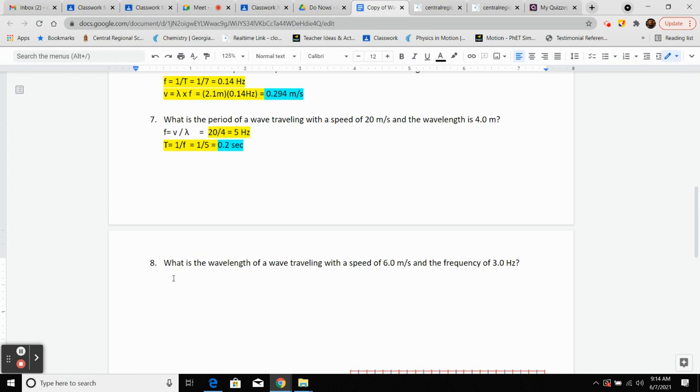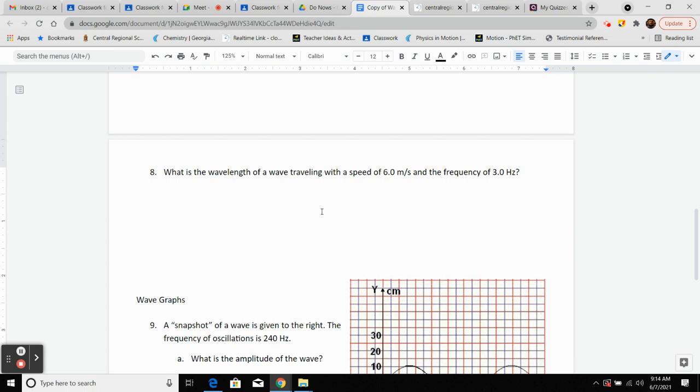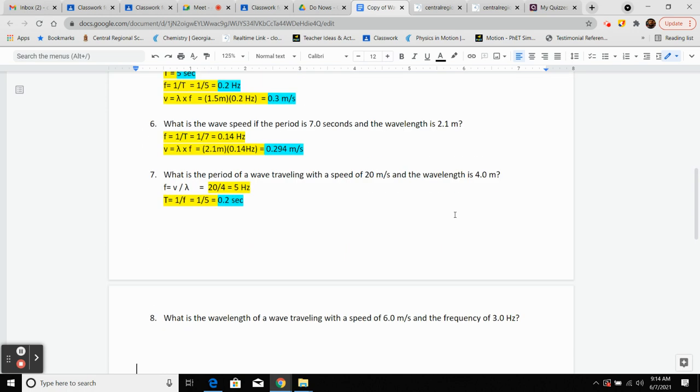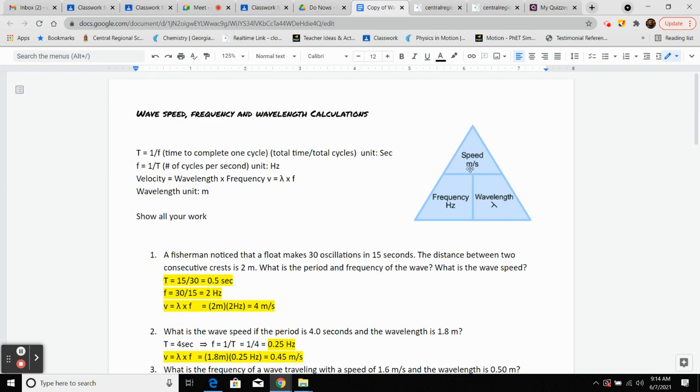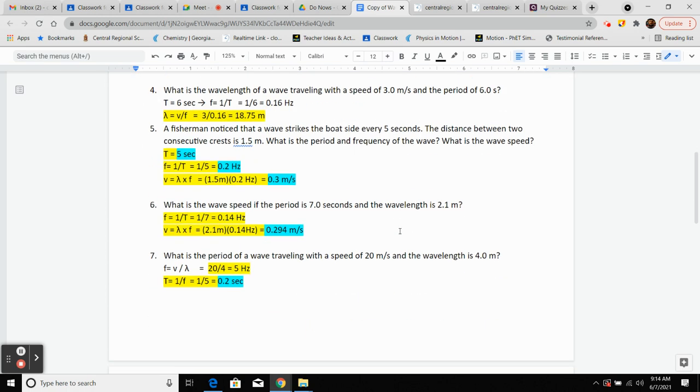Okay, guys, number 8, you are going to do on your own. They want wavelength, but they give you speed and frequency. So, triangle. Speed over frequency gives you wavelength. So you're going to have to do number 3 and 8 on your own.